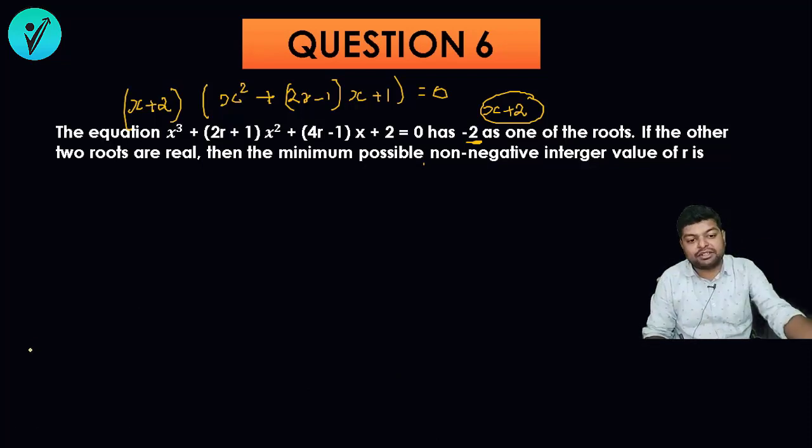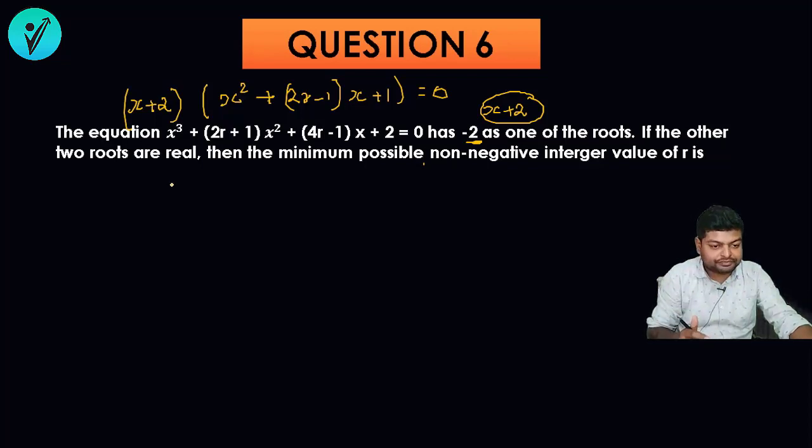Okay, now coming back to the question. So what we have done is simply factorized this given cubic equation. So we have x plus 2 into (x square plus (2r minus 1) x plus 1) equals 0. Now clearly it was stated that one of the roots is minus 2, so what should be the minimum value of r so that the other two roots are real? How can we say that my roots are real? For roots to be real, the discriminant should be greater than or equal to 0.